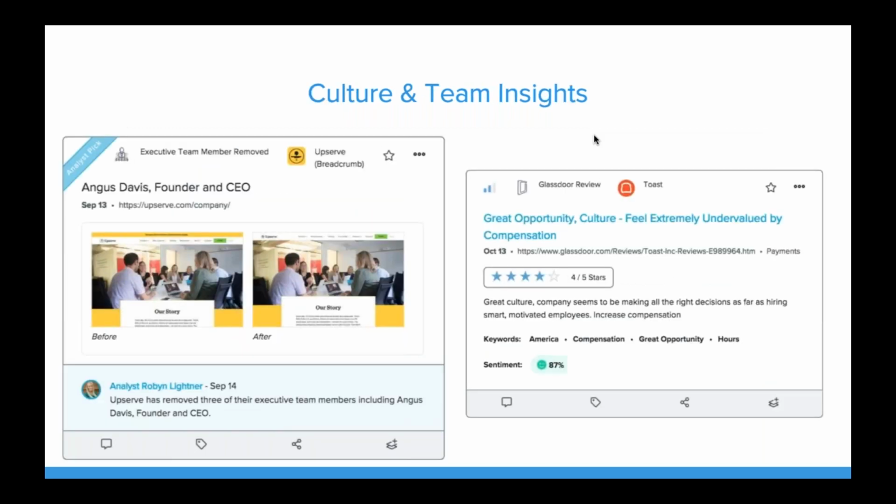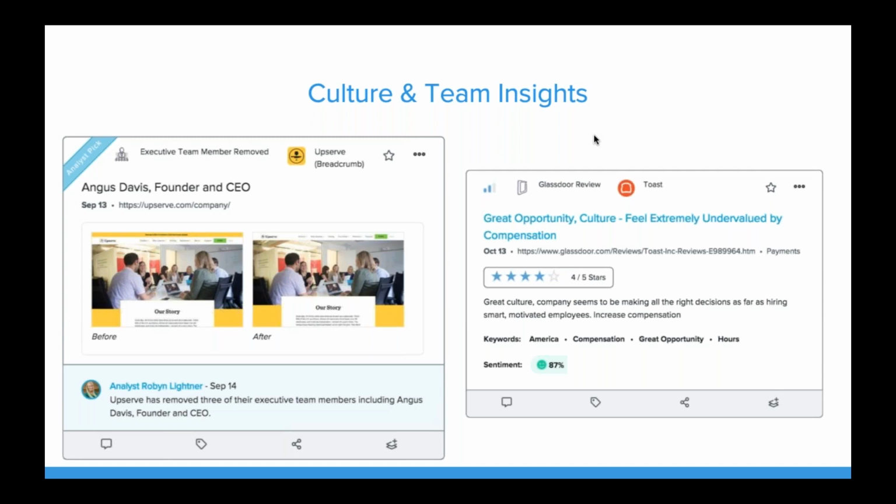And then culture and team insights. I find that to some degree this gets overlooked, but is a really great source of intelligence. So for example, team changes or executive leadership changes can be a great signal to understand where the company's going, understand the company's direction. You can get insight into shakeups in the competition if they've removed a particular founder and CEO, in this example.